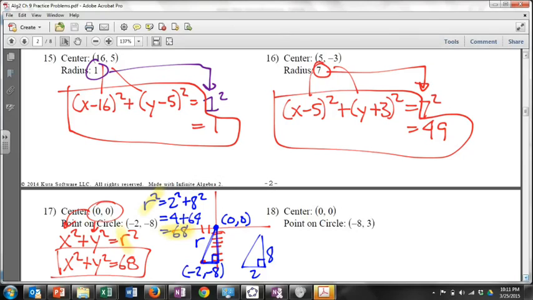Let's do one more of these. Again, let's do a little diagram here. Negative 8, 3. We have this point right over here. We need to figure out the value of r. Think of it as a little right triangle here.